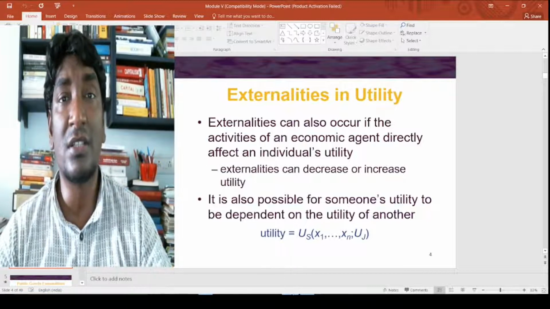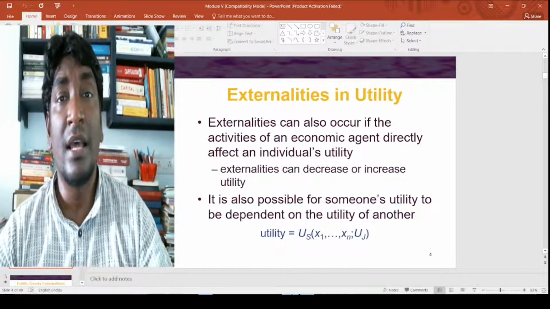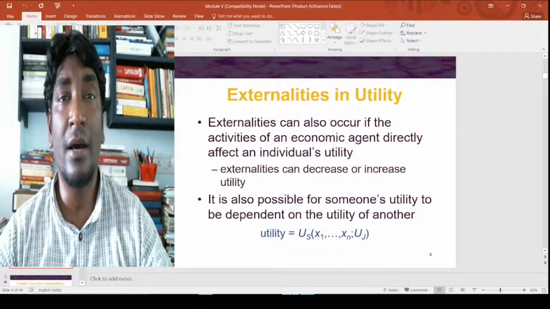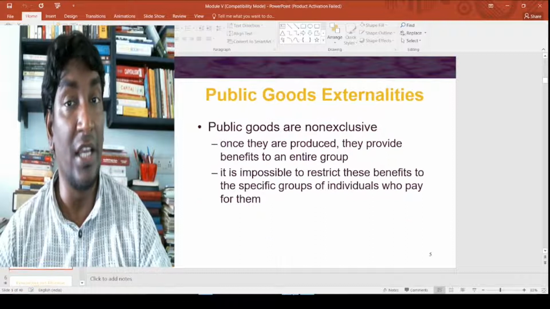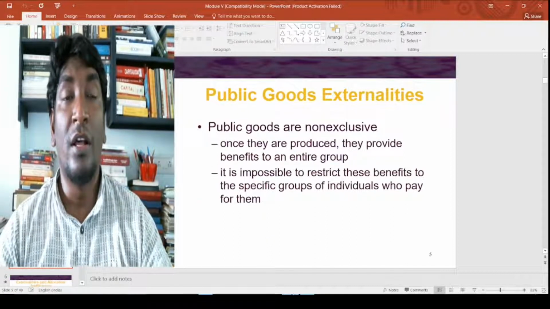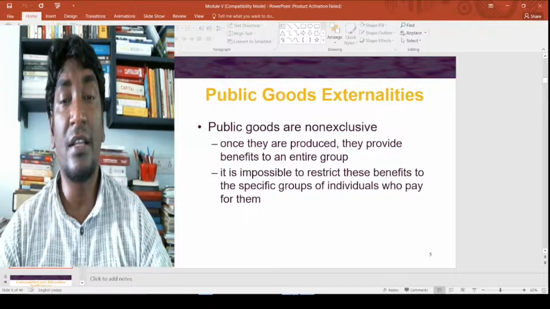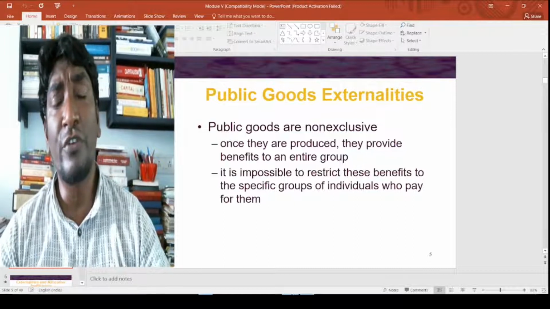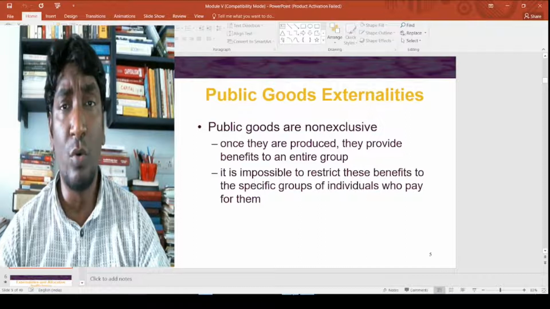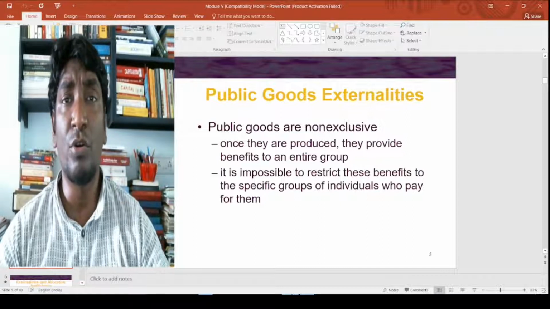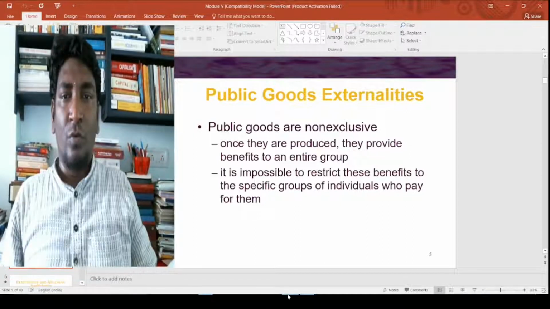Okay, so it is also possible for someone's utility to be independent of the utility of another. So utility is U equals U of x1, x2, up to xn, plus a U j of the other person. Now once you have this, you have different commodities in the real world, like the private good vis-a-vis the public good. So let's look into the public good aspect of it.